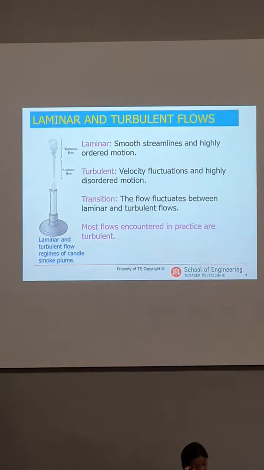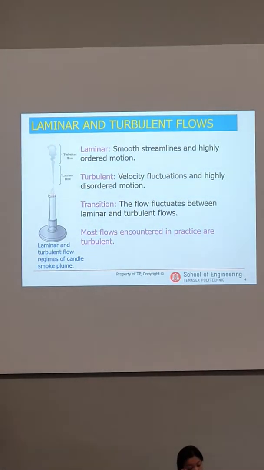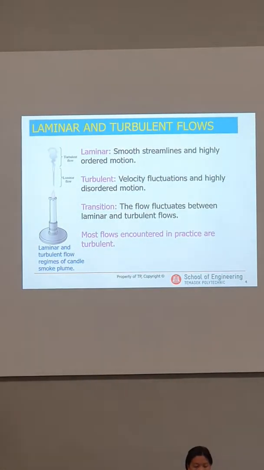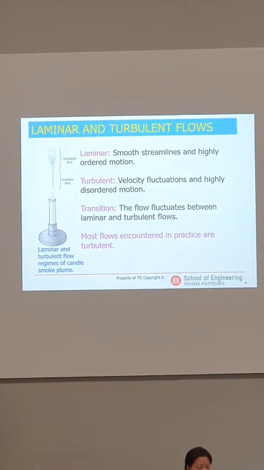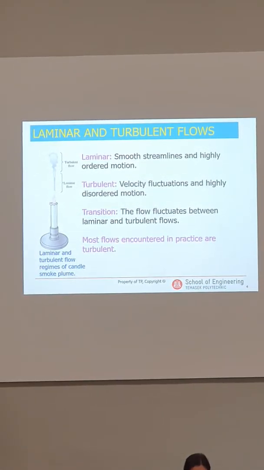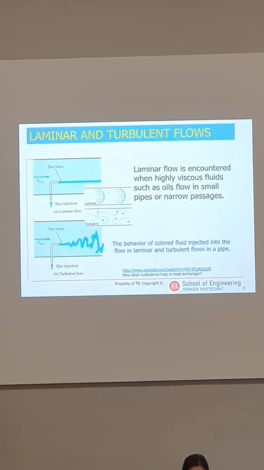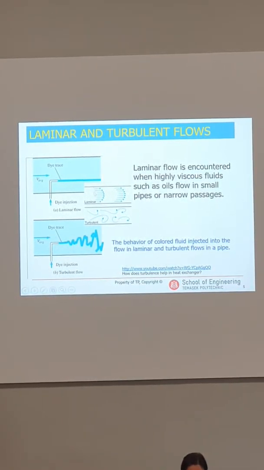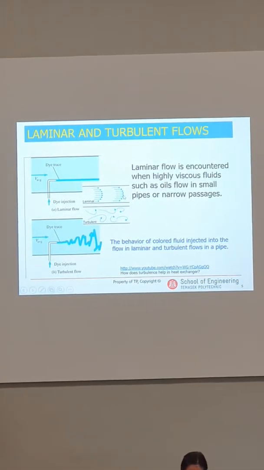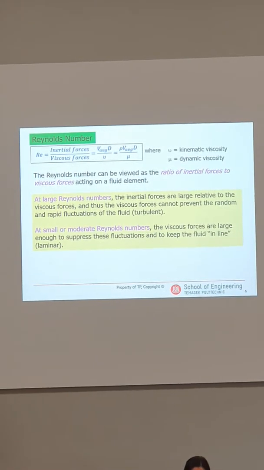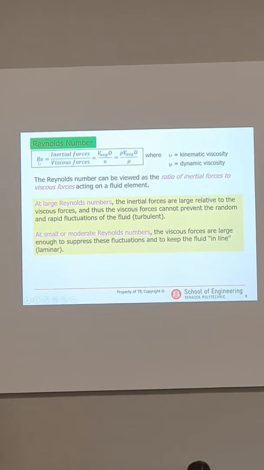Know the difference between laminar and turbulent flow. Laminar, layer by layer. Turbulent, what is the word to describe turbulent flow? Alphabet M. Motion. Yeah, there's mixing. Mixing motion. So you can see there's mixing, and here is layer by layer. Then Reynolds number definition.